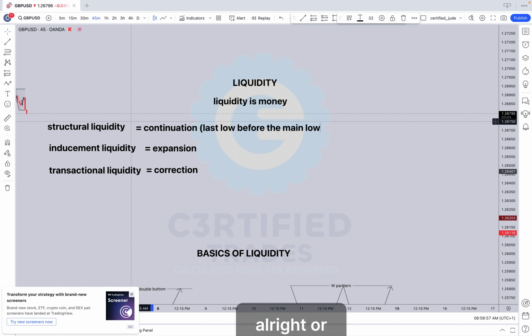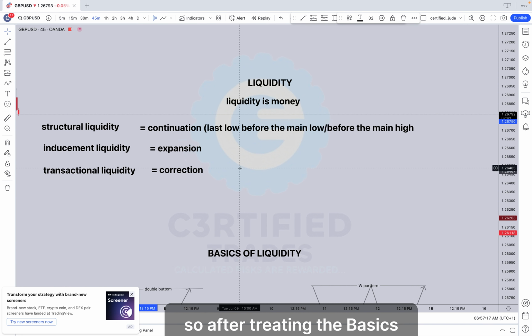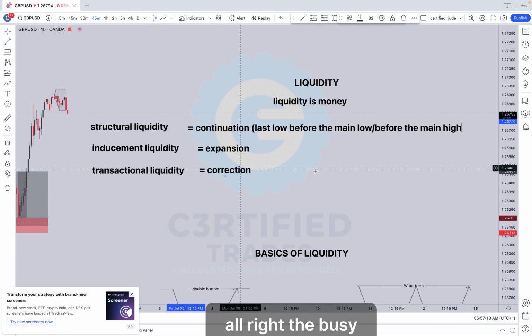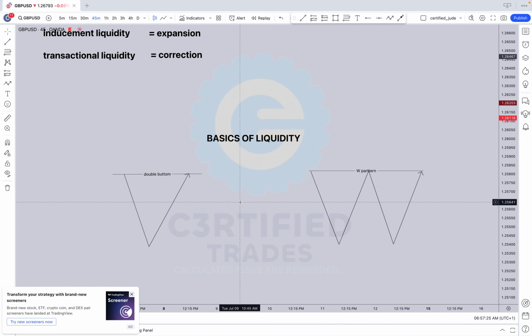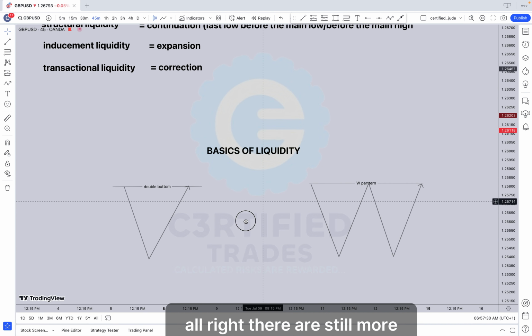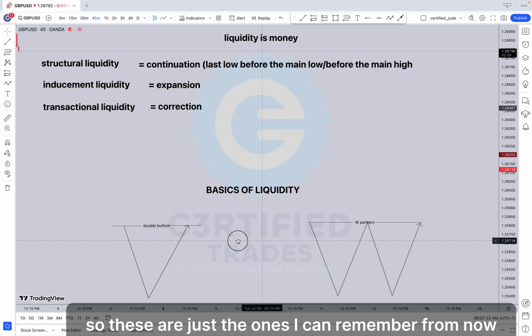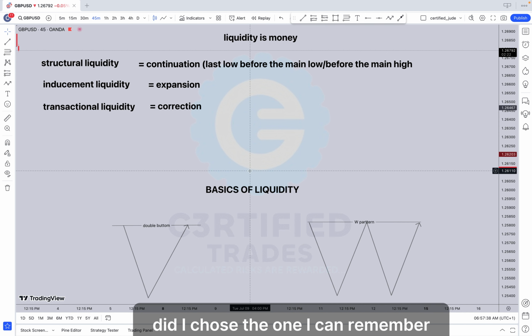Before the main high. So that's basically it. After treating the basics, which is the double bottom, W pattern, there are still more. These are just the ones I can remember for now.